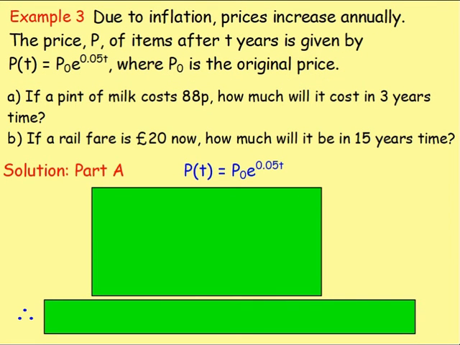The price P of items after t years is given by P(t) = P0 e^(0.05t), where P0 is the original price. So part A: if a pint of milk costs 88 pence, how much will it cost in 3 years' time? And part B: if a rail fare is £20 now, how much will it be in 15 years' time? So let's go with part A.